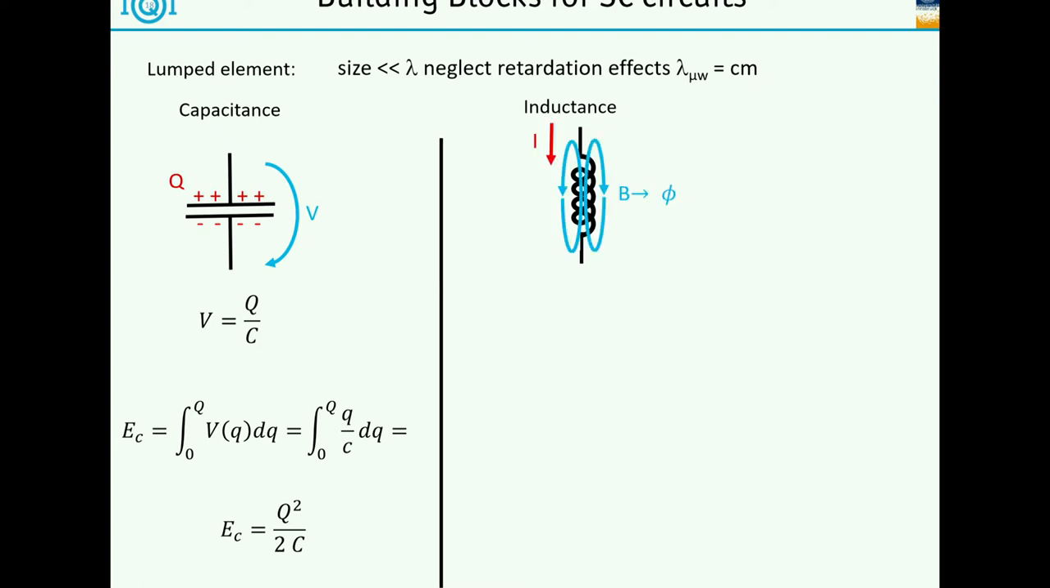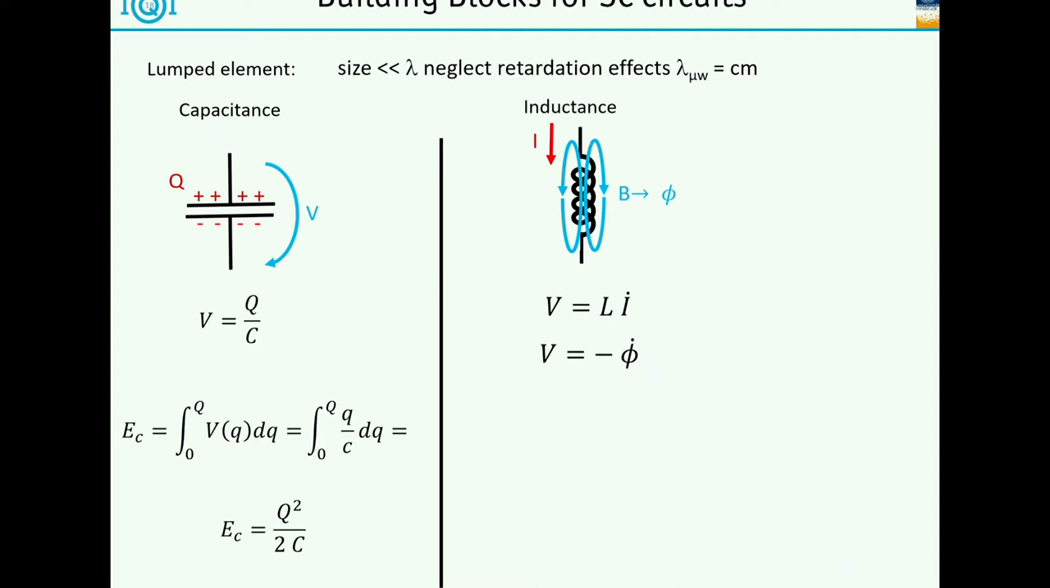Now we can do the very same thing for an inductance. In this case, I'm interested in a current flowing through the device, which will create a magnetic field and an effective flux through this coil. The relations are that the voltage drop is proportional to the time derivative of the current, with an inductance up front. And of course, the voltage is minus the time derivative of the flux. So this is really just Lenz's law.